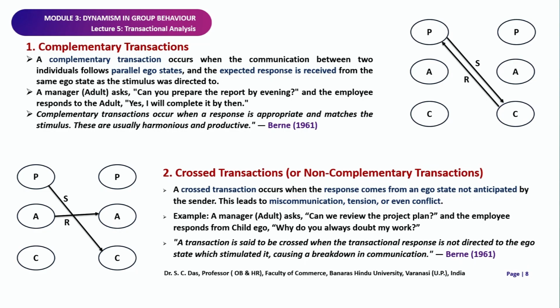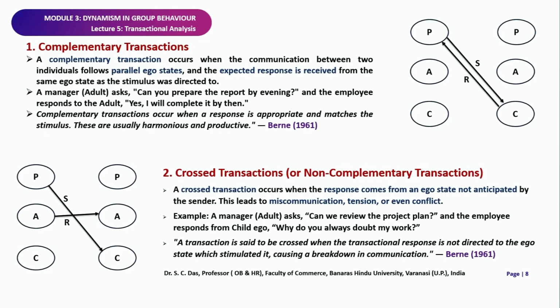Definitely, that clearly shows that both people have the same level of ego. Complementary transactions occur when a response is appropriate and matches the stimulus. These are usually harmonious and productive, Barnett 1961. This is a very important part, basically. Parallel transactions means both the people engaged in the communication process have the same type of ego.